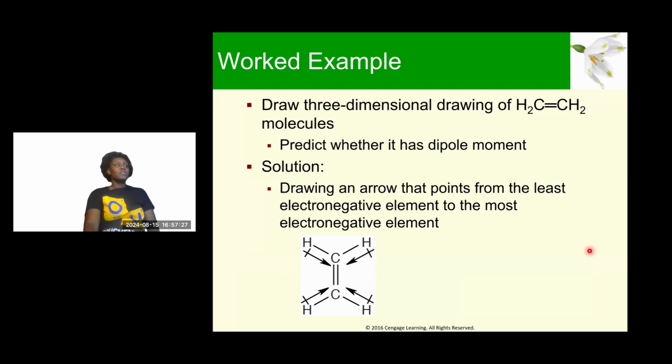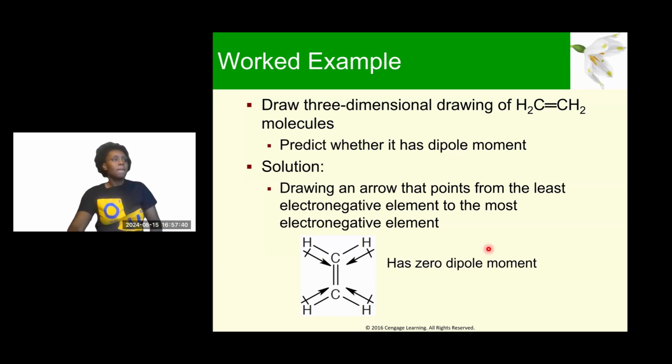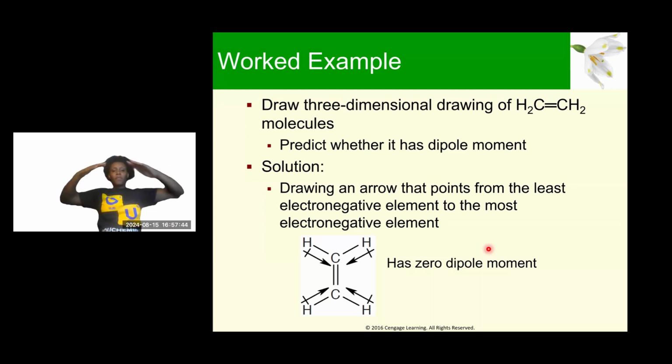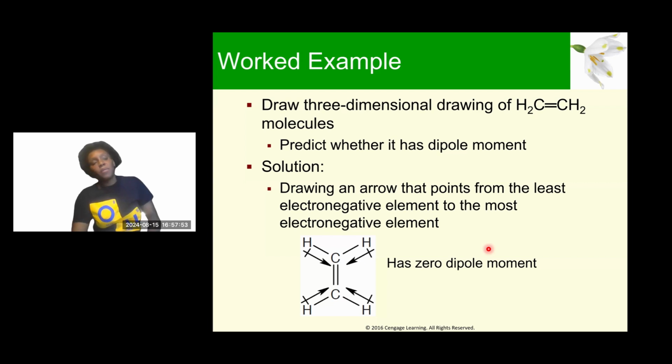All right, so if you see this here, if you're drawing an arrow that points from the least electronegative element to the most electronegative element, you're going to get this here. And if you notice, all of them are canceling each other out. It's symmetrical, and because it's symmetrical, this would have a 0 dipole moment.